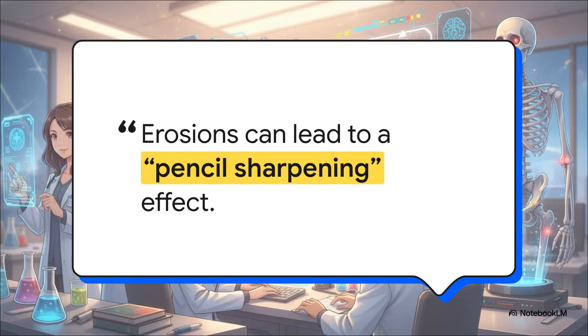But the most famous one, the buzzword everyone knows for this disease, is the pencil in cup. And it looks exactly like it sounds. The erosion is so bad that one bone gets sharpened down into a point like a pencil, and the bone it connects to gets hollowed out into a little cup. It's a devastating look for sure, but wow, is it specific.